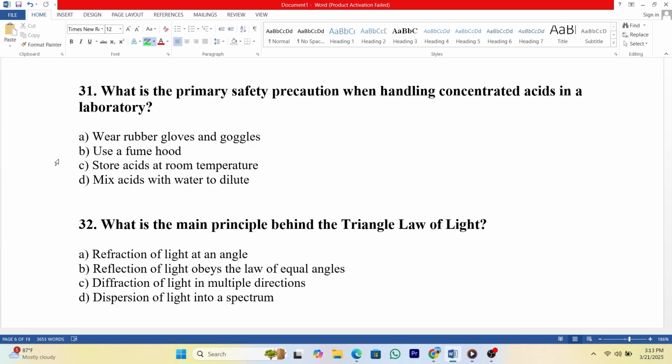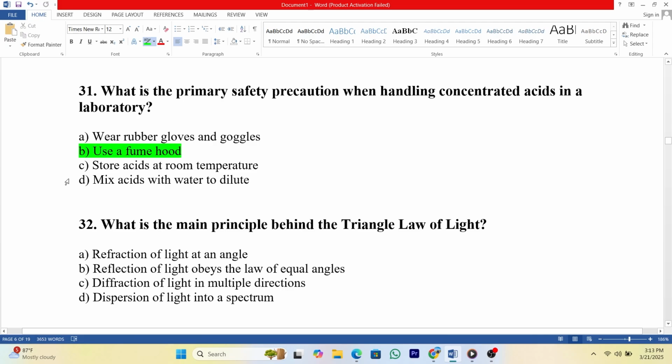A. Wear rubber gloves and goggles. B. Use a fume hood. C. Store acids at room temperature. D. Mix acids with water to dilute. Answer, B. Use a fume hood.